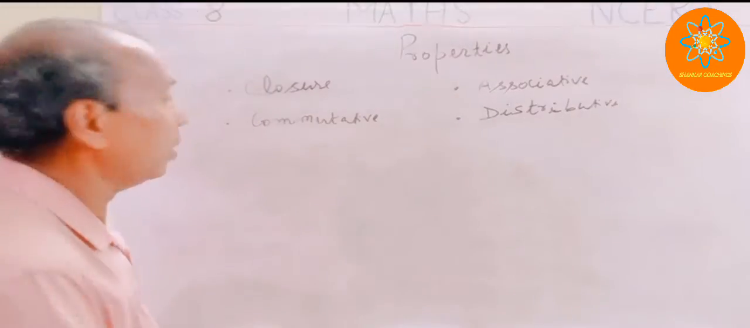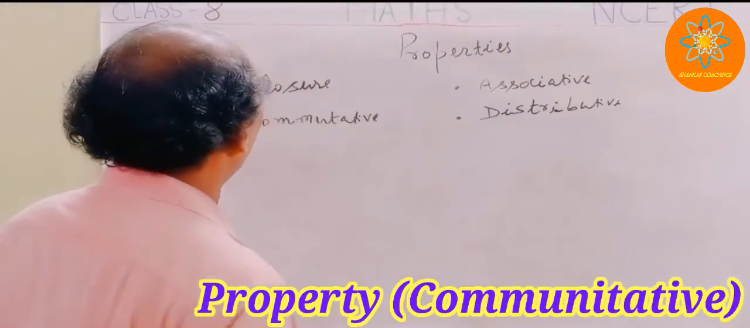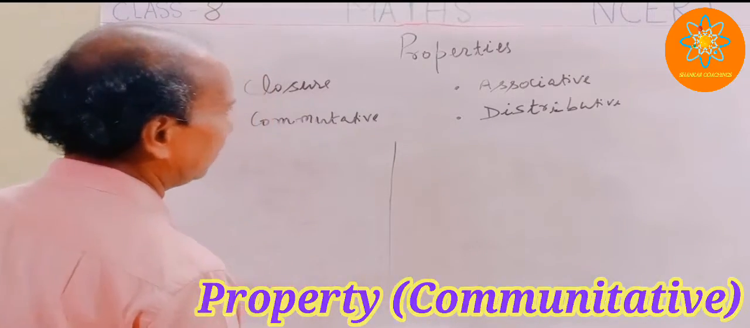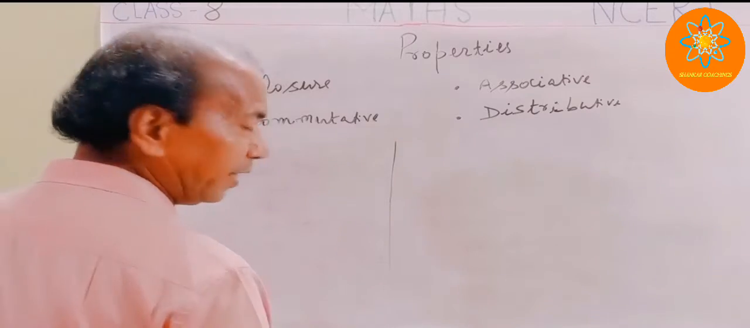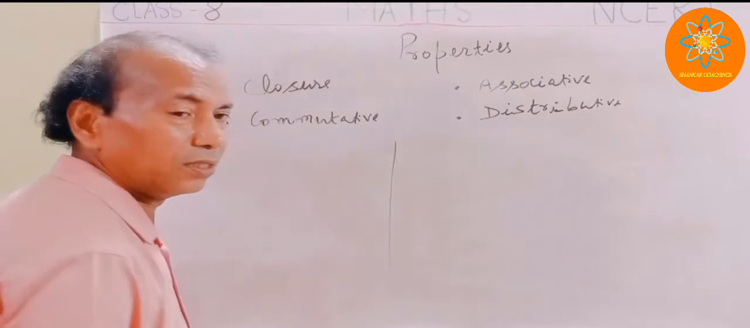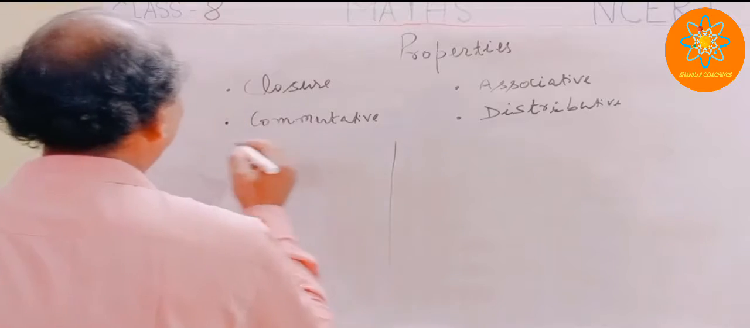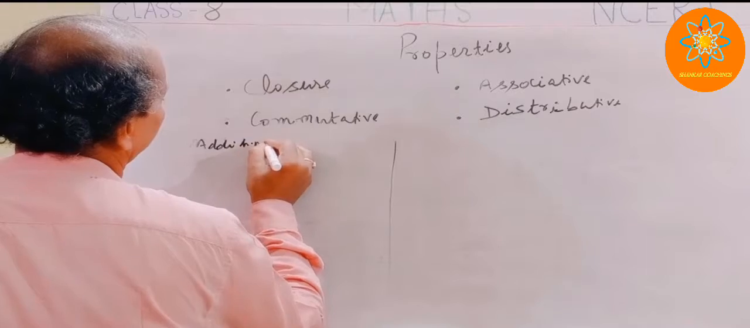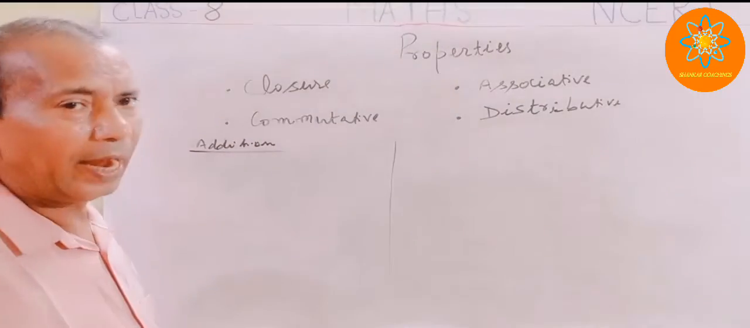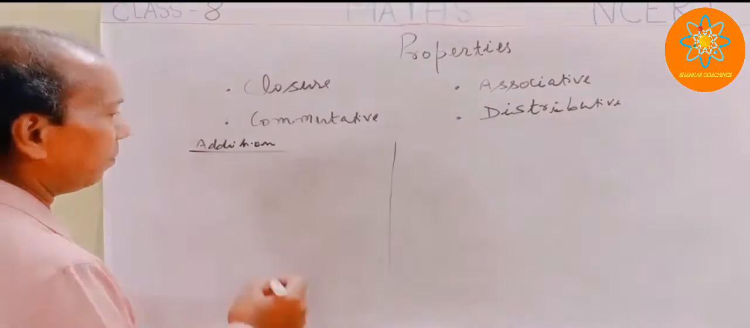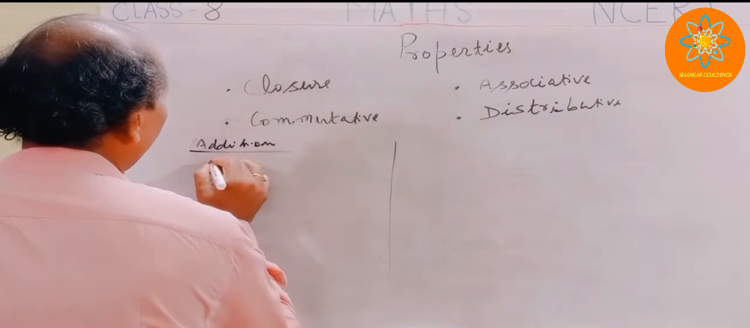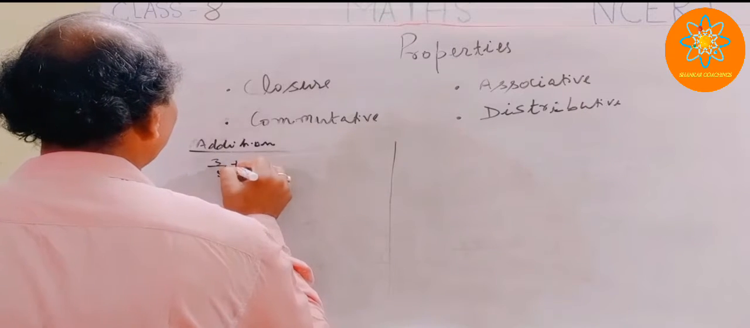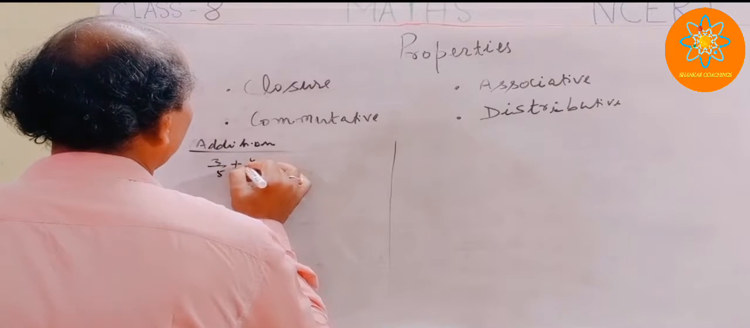Now the next property is the commutative property. For the commutative property, again we will discuss the 4 cases, 4 operations: addition, multiplication, subtraction and division. Let me take the case of addition. For addition, let's suppose I have the value 3 by 5 and I want to add 4 by 9.